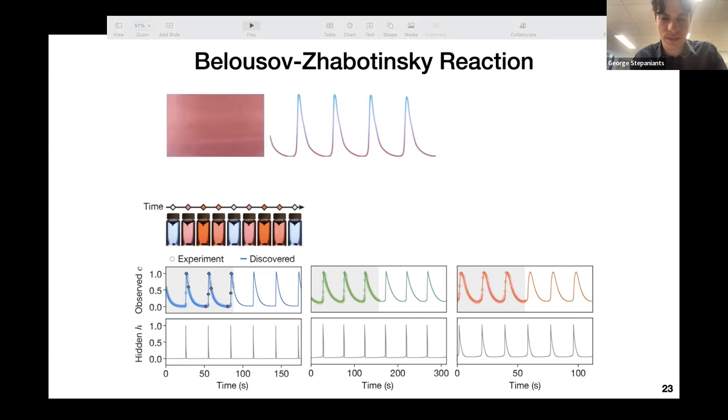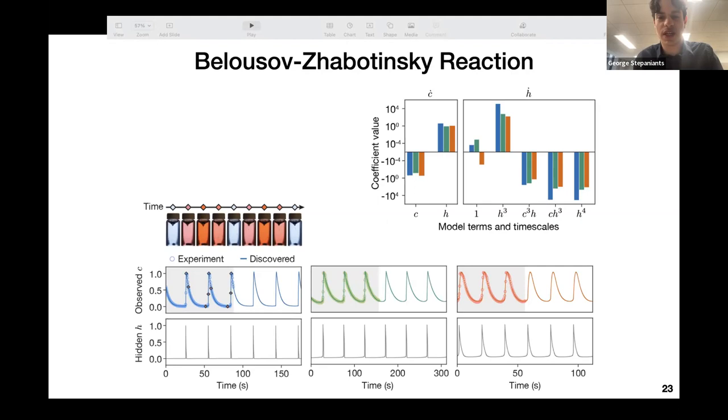So here we plot the coefficients of the model that we've learned in these three experiments, and we see again that they vary quite gradually, so it seems to be more or less consistent across these three examples. And here we actually want to understand, is there anything that we can say about our model that actually agrees with some of the theoretical models that have been developed in the literature for the Belousov-Zhabotinsky reaction? And in fact, there is.